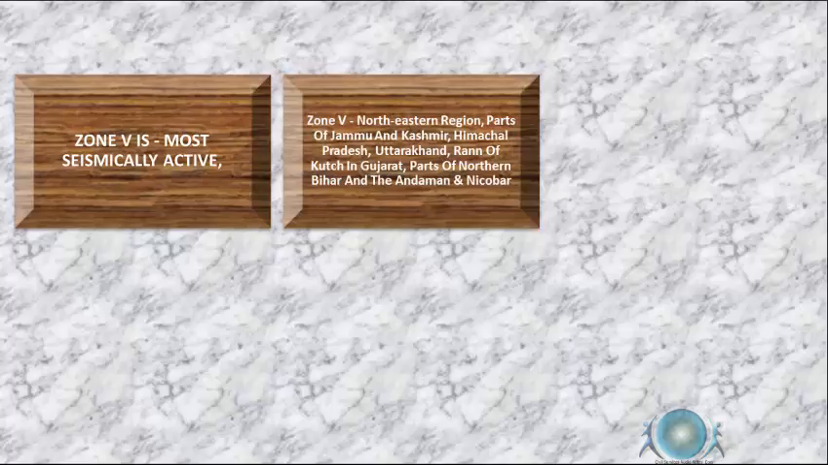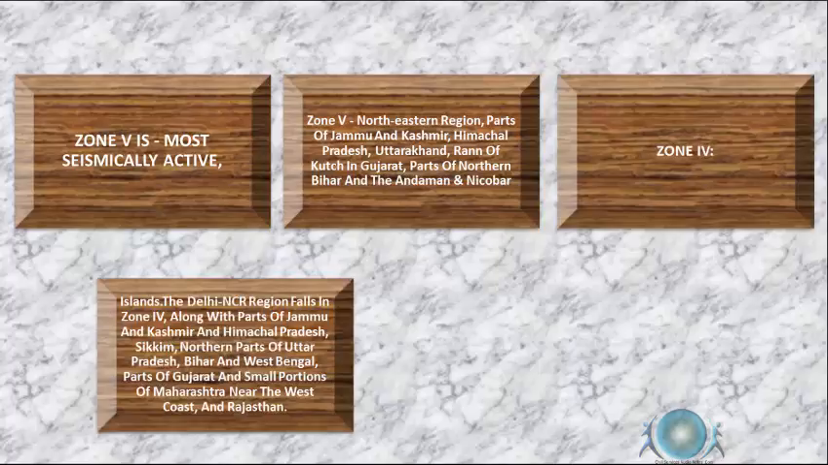Now, zone 5 comprises the entire northeast region, parts of Jammu and Kashmir, Himachal Pradesh, Uttarakhand, Rann of Kutch in Gujarat, parts of northern Bihar and the Andaman and Nicobar Islands. Zone 4 consists of the Delhi and NCR region along with parts of Jammu and Kashmir, Himachal Pradesh, Sikkim, northern parts of Uttar Pradesh and West Bengal, and also parts of Gujarat and small portions of Maharashtra near the west coast of Rajasthan.